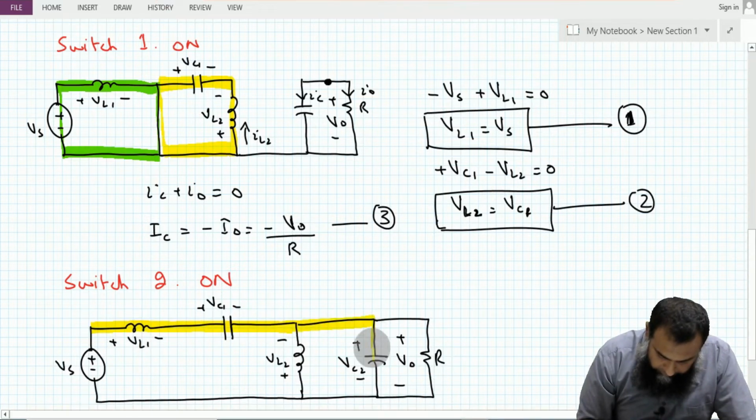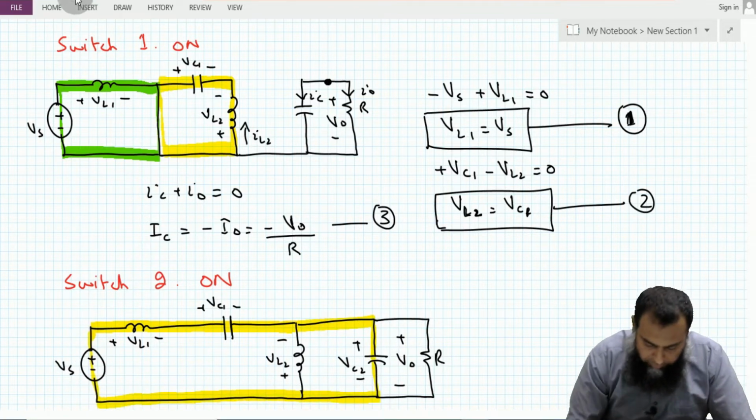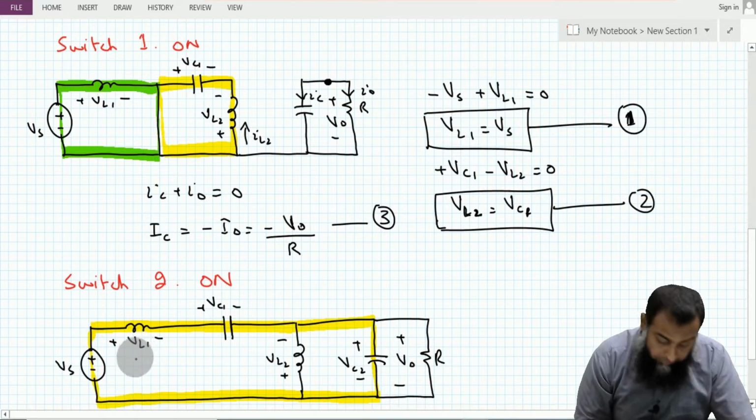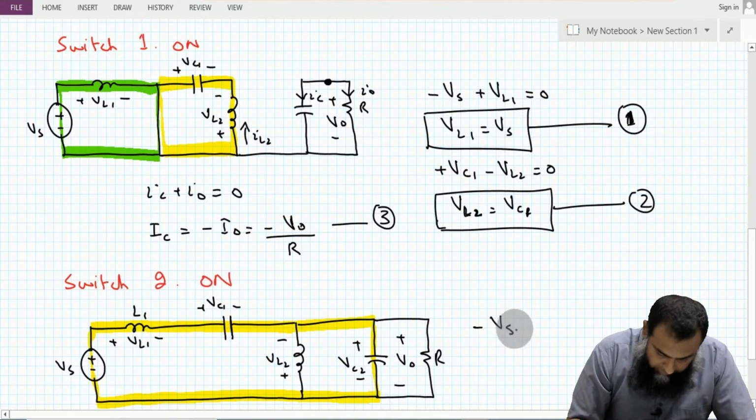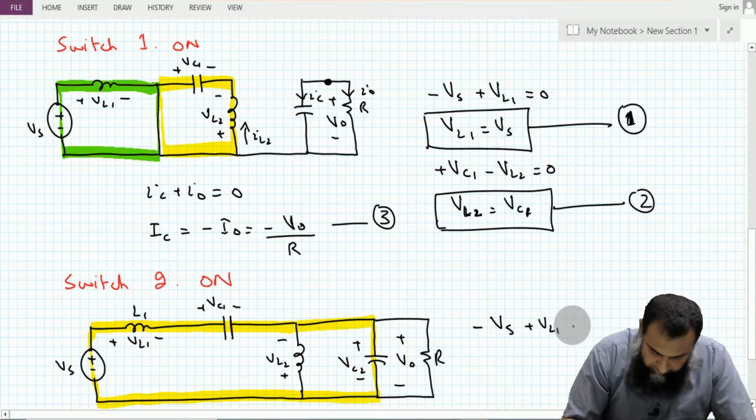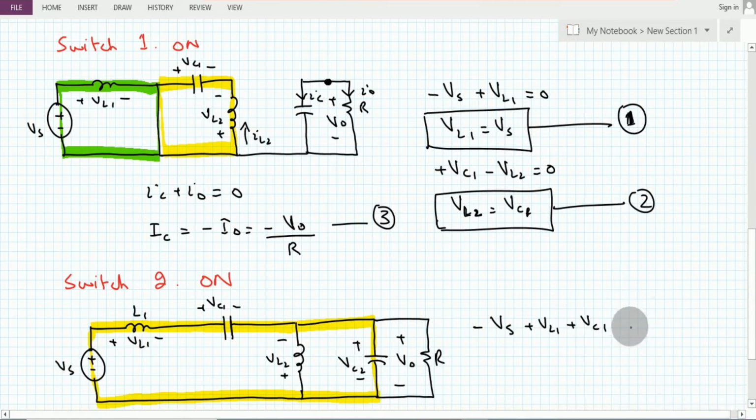So now if we apply the KVL in this path, then we can find out the voltage across the inductance L1. So this is equal to minus Vs plus VL1 plus Vc1 plus V0, that is equal to 0. So VL1 is equal to Vs minus V0 minus Vc1. This is my equation number 4.